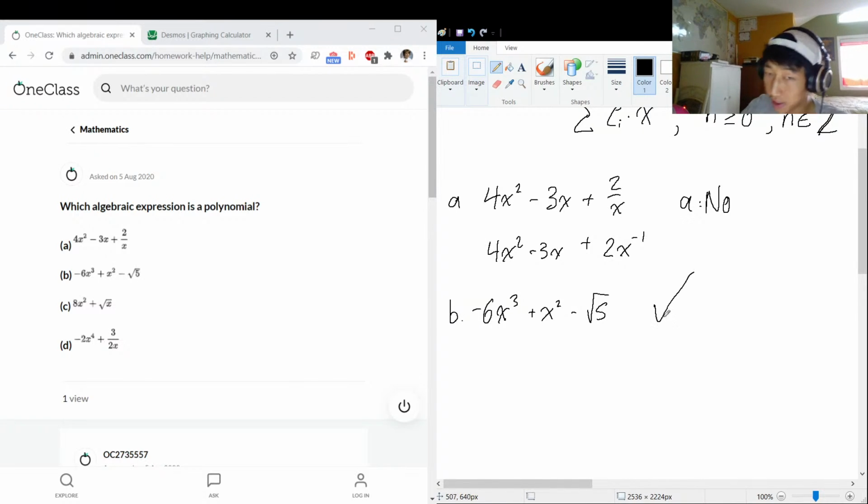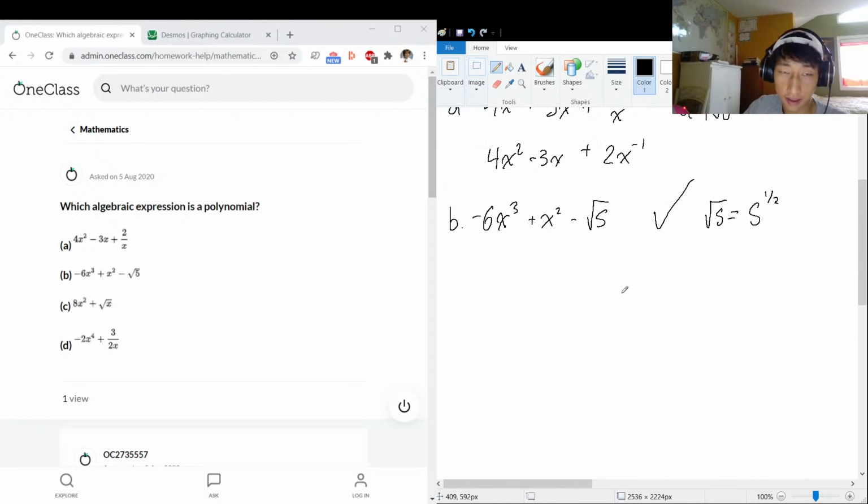Now, don't get confused here, because you do see a root, and roots do correspond to powers: the root of 5 is equal to 5 to the power of 1 over 2. But that's okay because the power here is not attached to an x. So all the x's have powers that are positive whole numbers. So B passes the test.